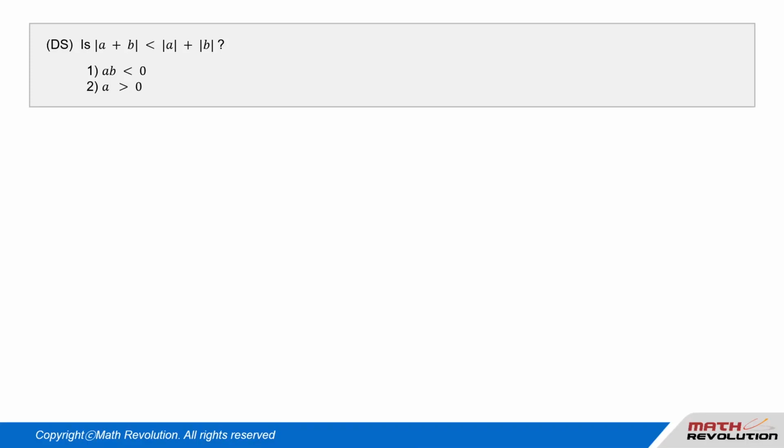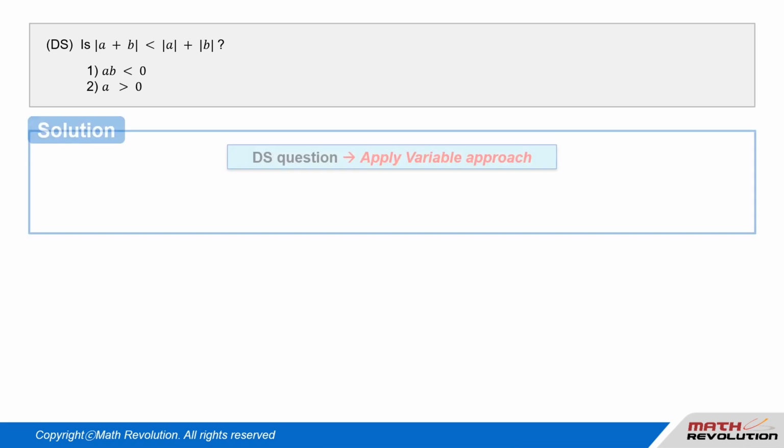Question: DS. Is |A + B| less than |A| + |B|? Condition 1. A times B is less than 0. Condition 2. A is greater than 0.